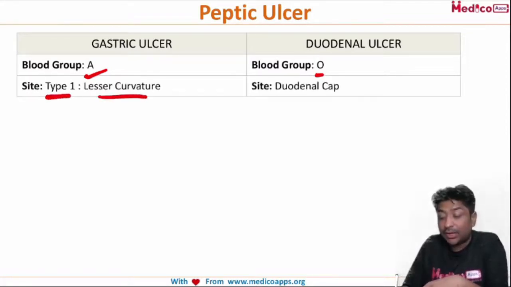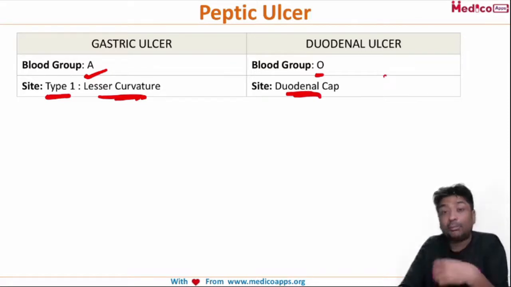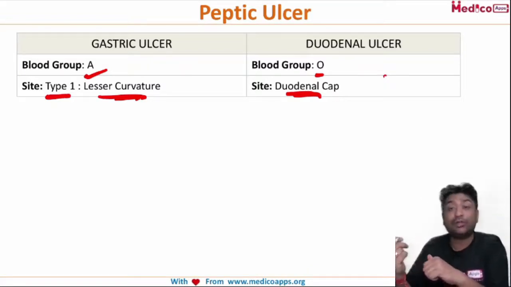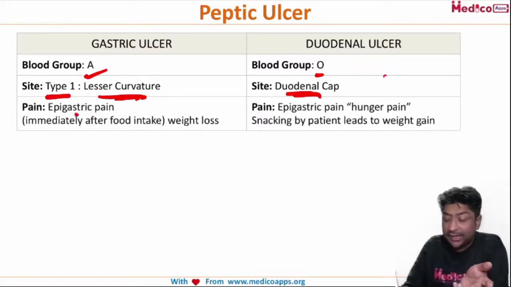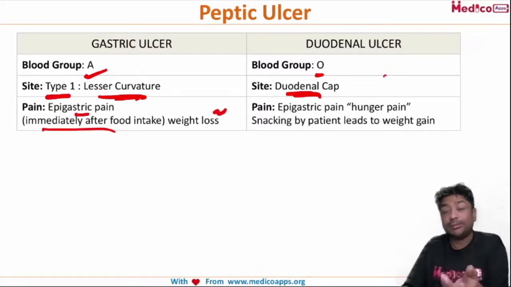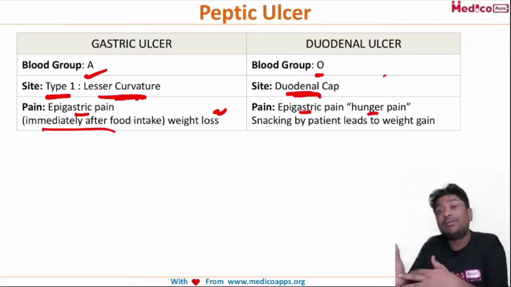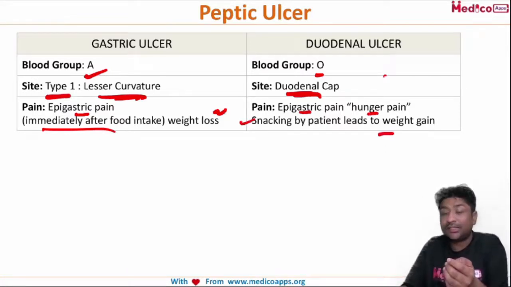Type 1 or lesser curvature is the common site for gastric ulcer. But in duodenal ulcer, it is primarily in the duodenal cavity. Remember, any multiple ulcers or ulcer beyond the second part of the duodenum, then you will have to think of Zollinger-Ellison syndrome. It will not be a peptic ulcer disease. Pain is generally epigastric and immediately after the food, so there is weight loss, because the moment the patient eats, he will have pain, so he will start eating less and less. But in duodenal ulcer, the epigastric pain typically presents as a hunger pain, because the patient experiences the pain 2 hours after the food, so he will snack a lot and this may lead to weight gain.